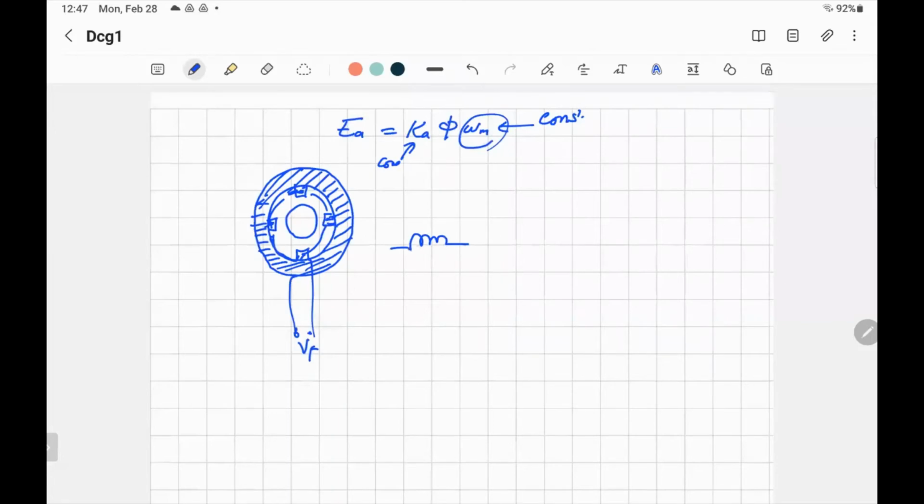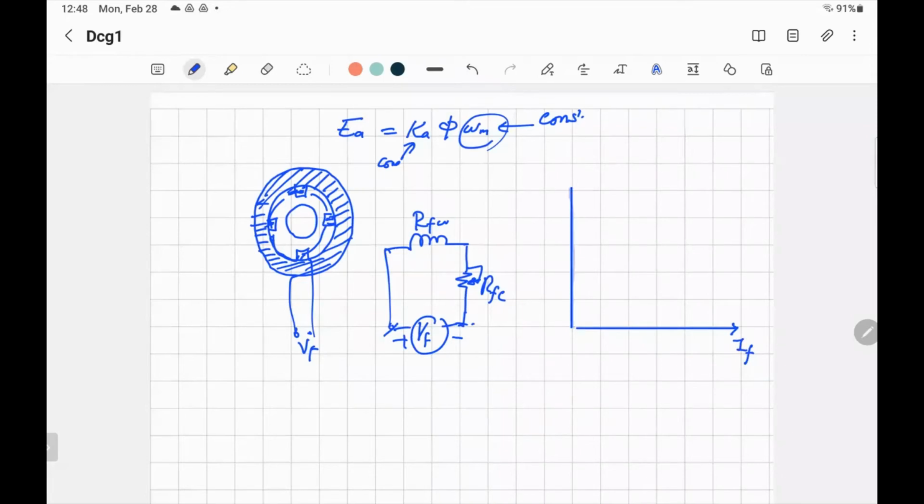I have the field and an external variable resistance. I just take a fixed voltage, VF, fixed, 100 to 150, depending on the rating of the machine, and then I start to change the resistance. Sometimes we even put a switch here, so I can make the current equal 0 at first. I control the variable resistance to change the field current, and when you change the field current, you are changing the flux. And I start to measure the voltage.